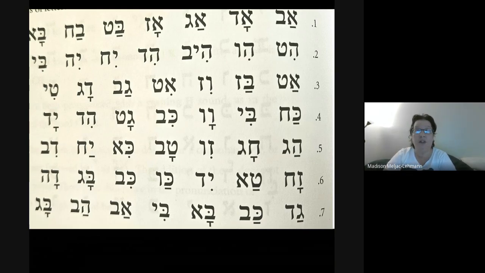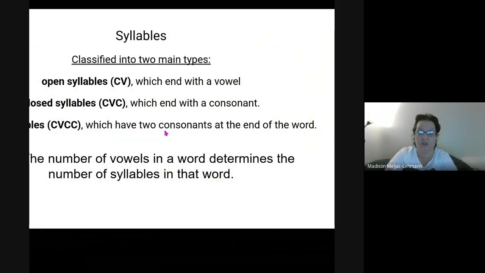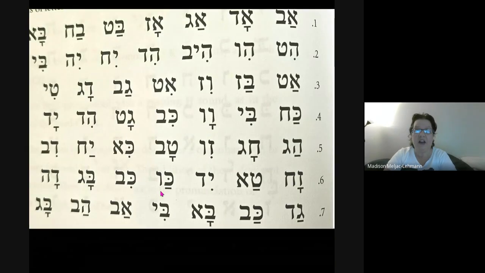And it didn't go below. It's right there. Oops, sorry, guys. It's right there. It's not below the line. And that's how you know it is a vav.